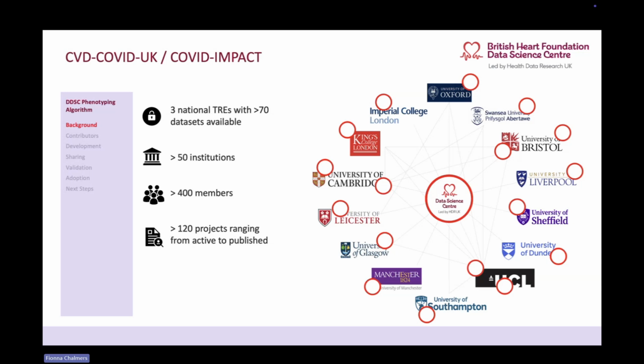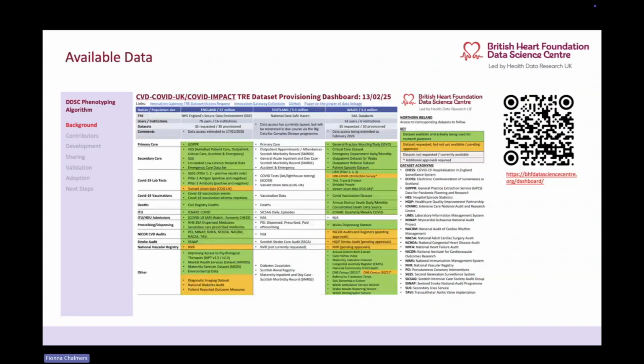So how are the projects then defining disease? Well, they're doing it via data, a lot of data. So they have access to 3 national TREs, access to over 70 data sets. Their access to Scotland has momentarily lapsed, but they will have access to that again shortly. But 2 main things I wanted to point out here was they have access to data and a lot of it, and it's population-wide data.